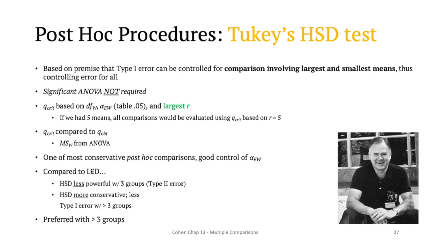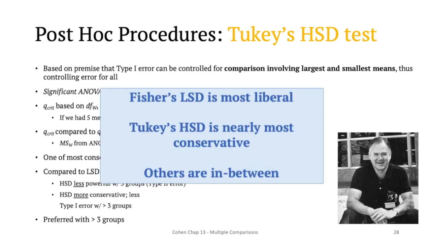So compared to LSD, HSD is less powerful with 3 groups. HSD is more conservative, which means it has less type 1 error. Generally, with 3 groups or more, it's going to be preferred. I personally like using Tukey's HSD in a lot of situations, including when you just have 3. So Fisher's LSD is the most liberal test. Tukey's HSD is nearly the most conservative. The Bonferroni adjustment is the most conservative. It keeps your type 1 error rate exactly 0.05. And then everything else is in between.